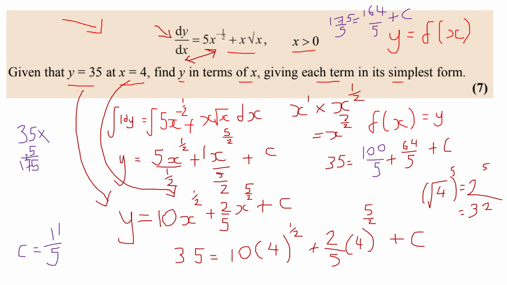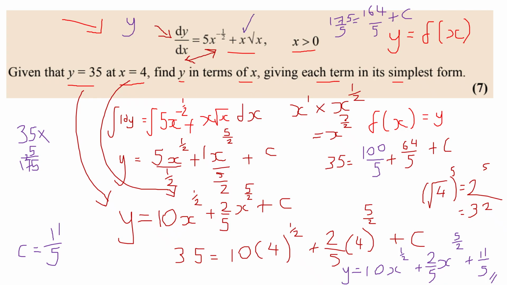So putting our answer together, we get y is equal to 10x to the power of a half plus 2/5 x to the power of 5 halves plus 11 fifths as our final answer. And that is how we do integration when you're given the first derivative, to find the original function. So to go from dy by dx to y, we integrate both sides, because that's the reverse process of differentiating.